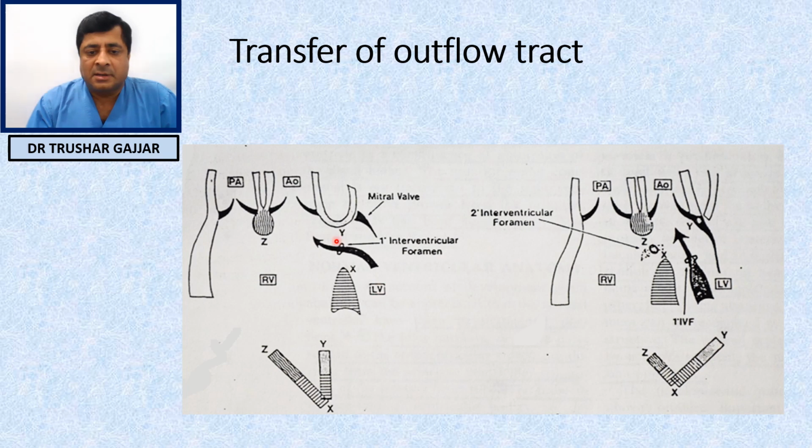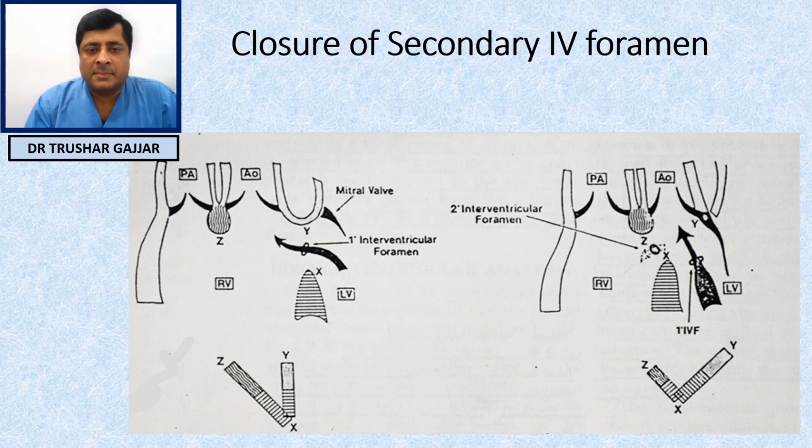With this regression of the inner curvature, the aortomitral continuity will develop. The LV outflow tract will be formed by the bulboventricular foramen, and a new secondary foramen develops, that is called the secondary interventricular foramen, which will be closed by fibrous tissue. This secondary interventricular foramen will later be fused or closed by the fibrous tissue.